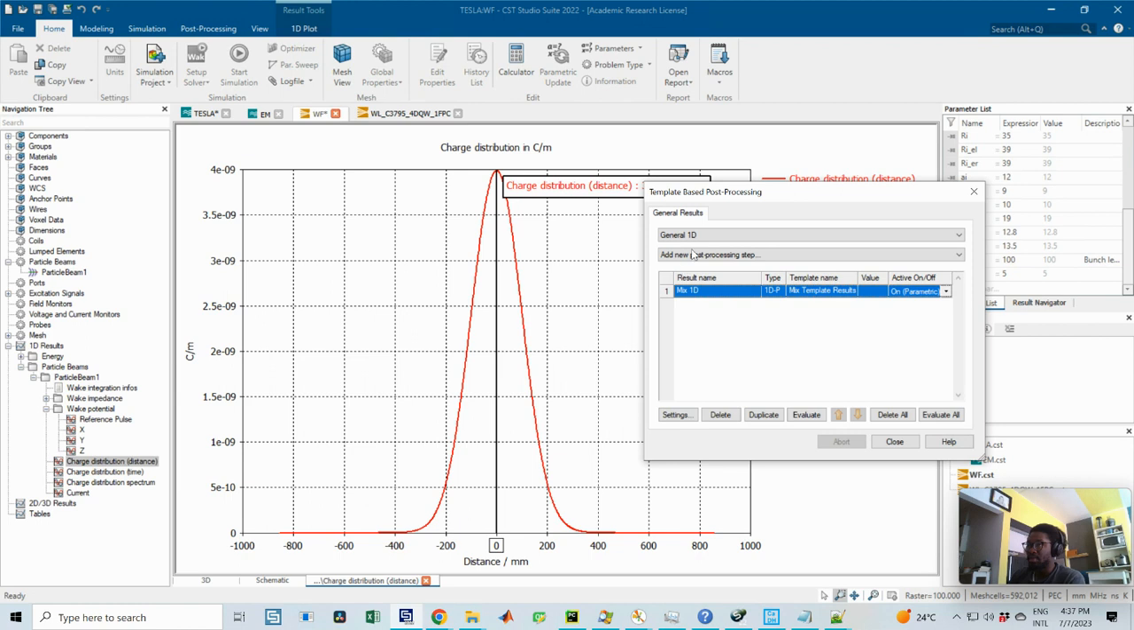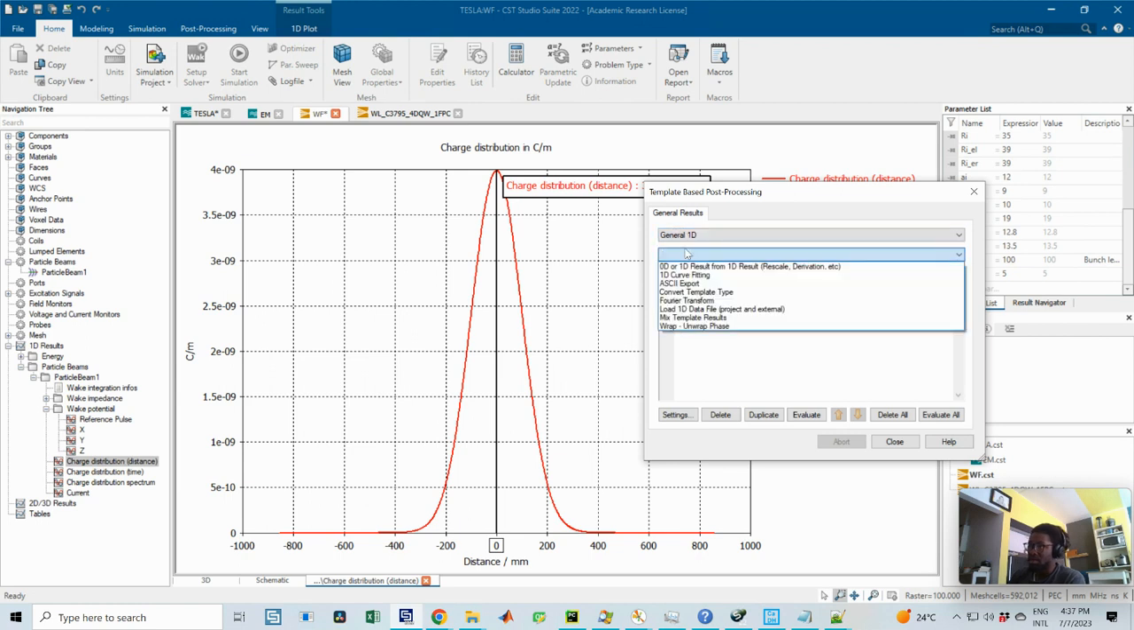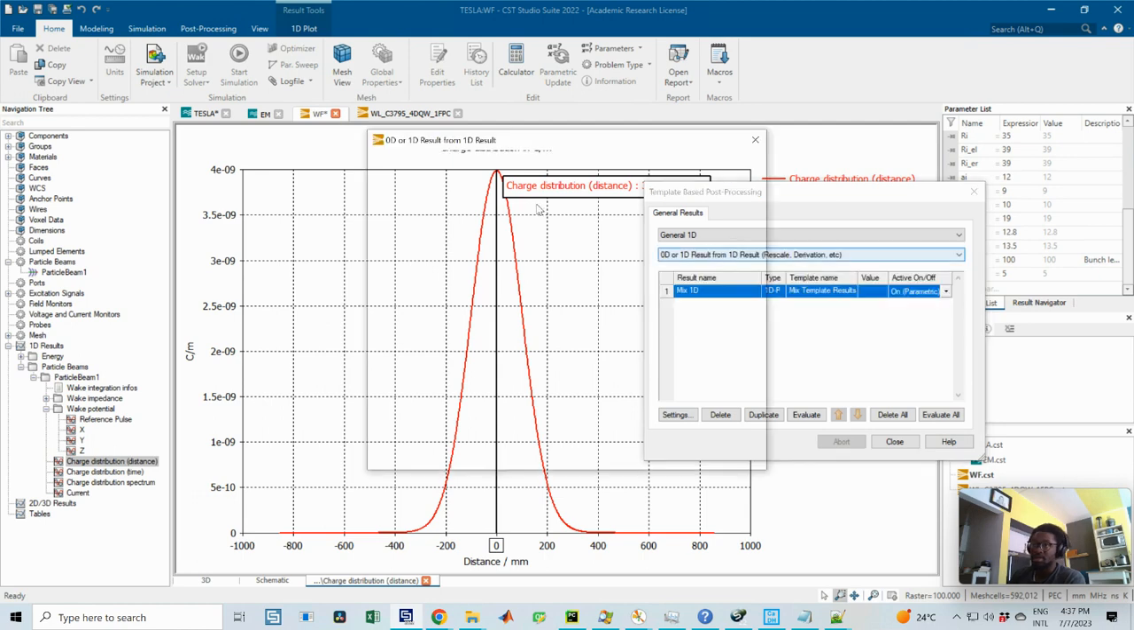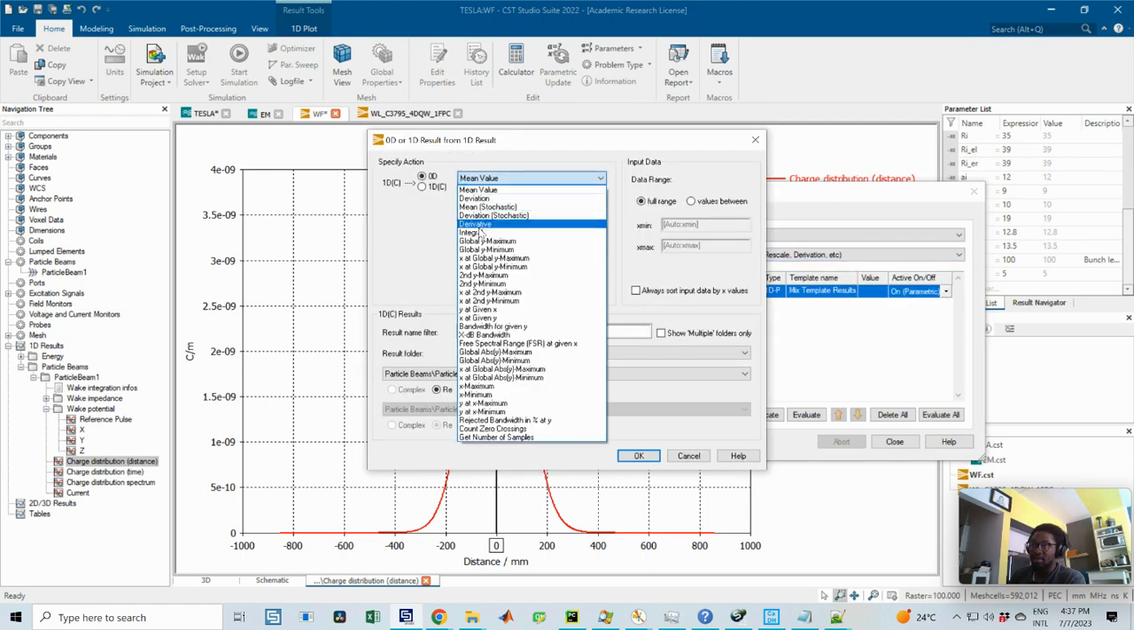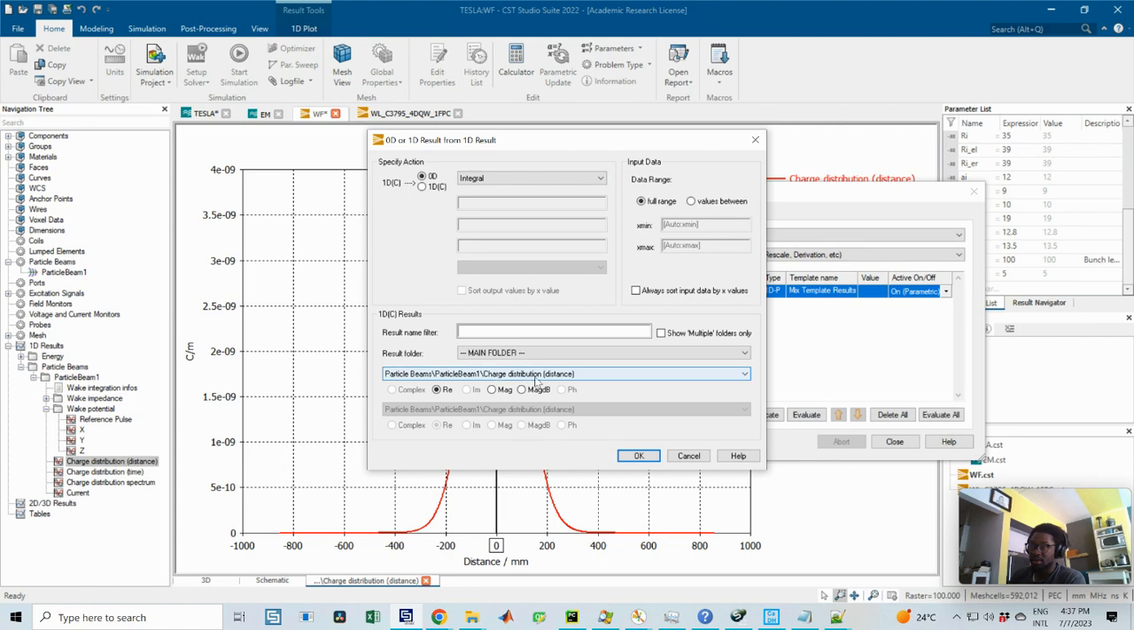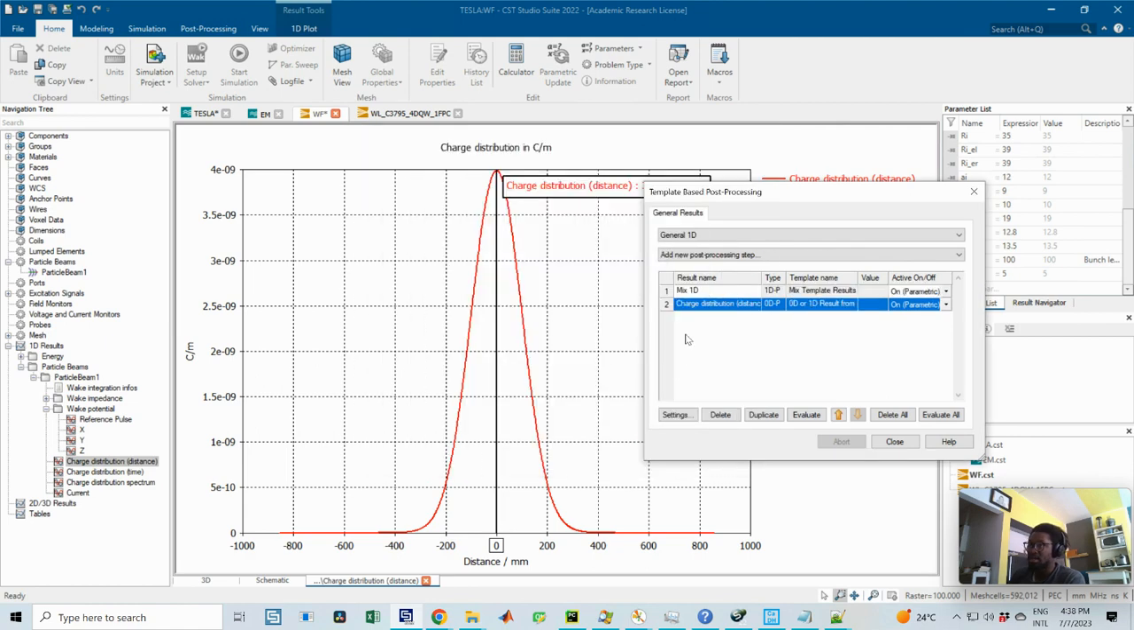So for that, we go to general 1D result still, and then go to 0D or 1D result from 1D results. And then we want to perform an integration. And then what do we want to integrate? The charge distribution. So when we integrate this, I'll just call this total charge, and then evaluate. Now you see that this is 1e-6, but our total charge is actually 1 nanocoulomb.